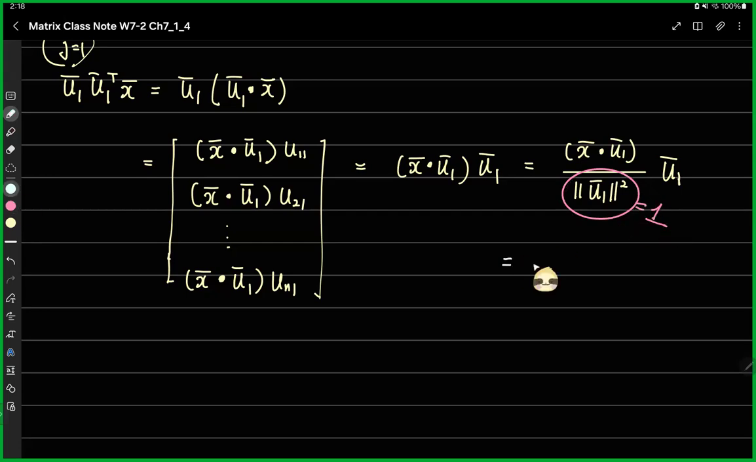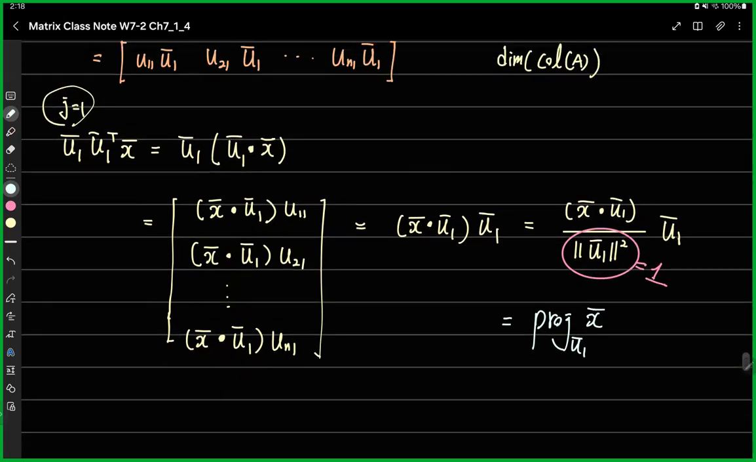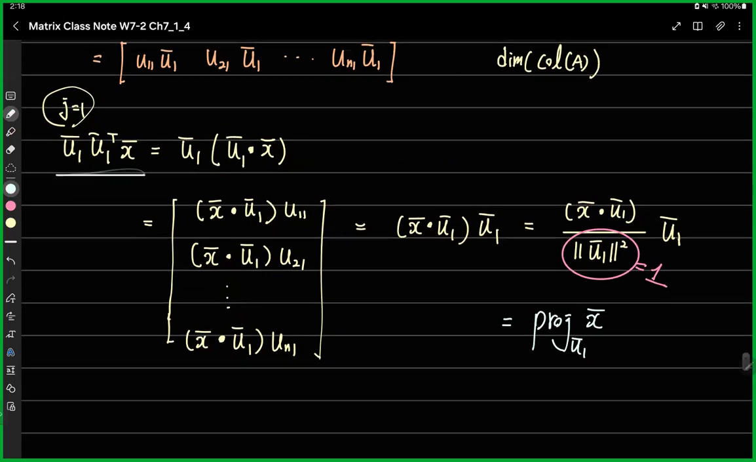So what is this? This is a projection, right? Of what? x onto vector u1. So we start from this one, we end up with this. What does that mean? This is the projection of x onto vector u1, right?